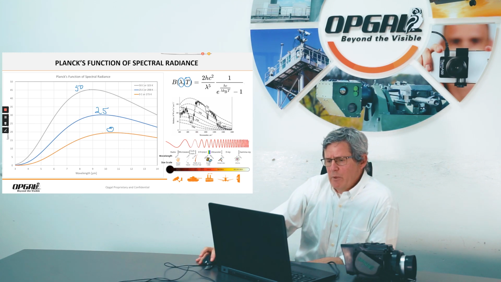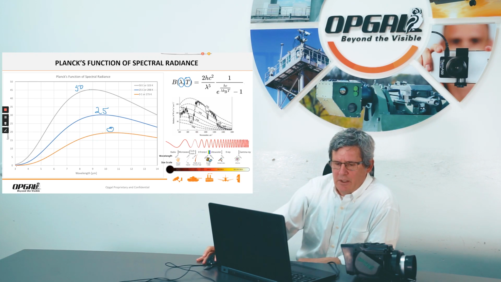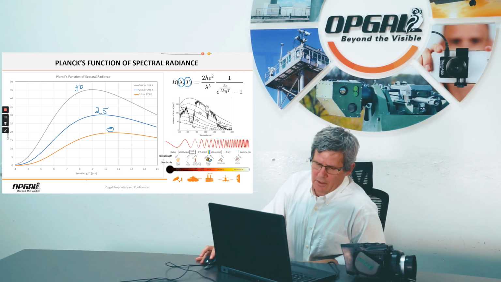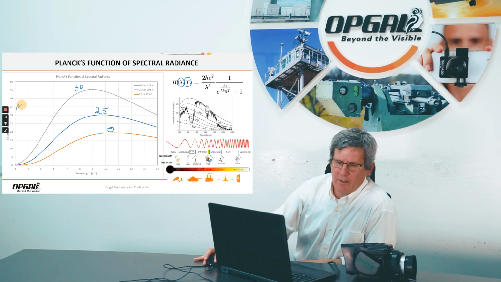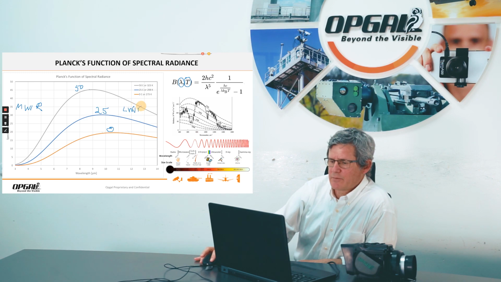The last observation that I wanted to show you over here, and I chose the infrared thermal imaging region, which here we have the MWIR region, and here we have the LWIR. I'm sorry for my handwriting with my mouth.